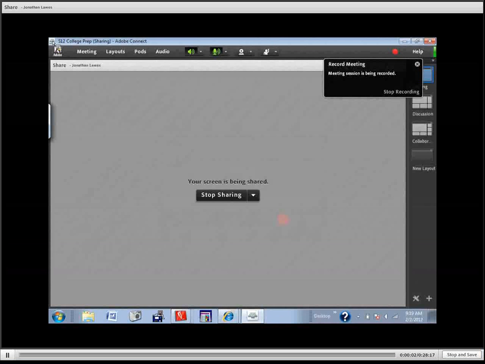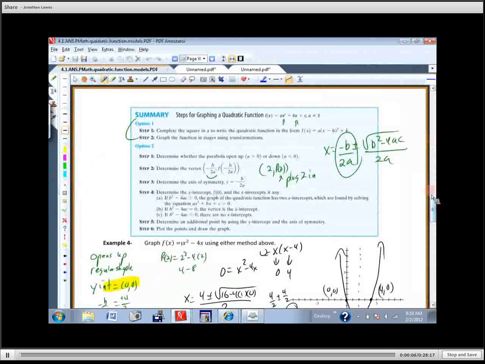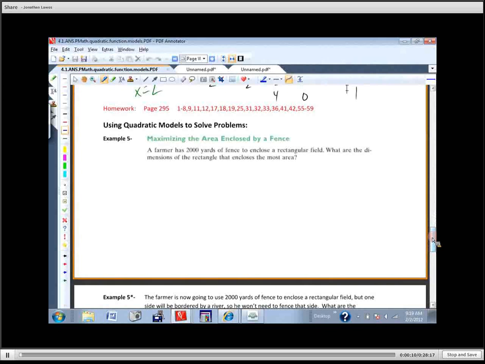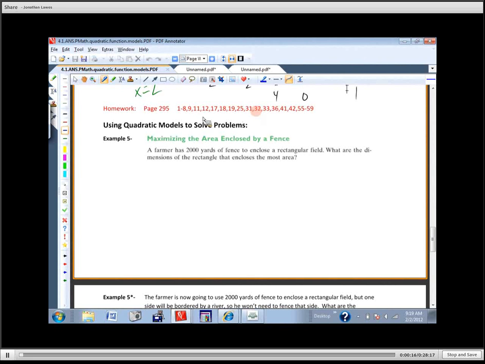Let's take a look at the other parts of the notes, because here's where we left off. I said you could get most of these problems done with the stuff that we did yesterday. Doesn't look like a bunch of people did this, but you could get most of this assignment done. It's here toward the end where it starts to get difficult.